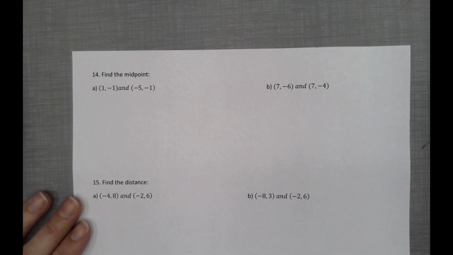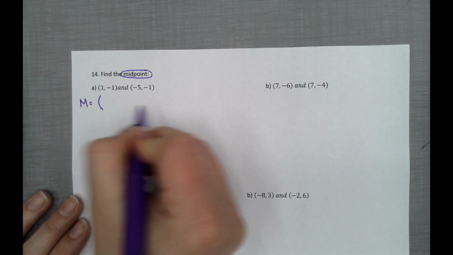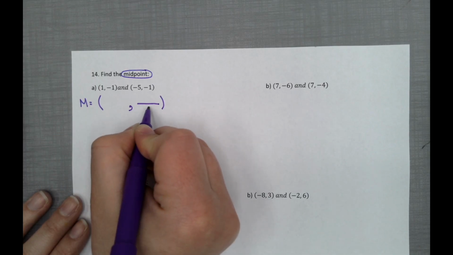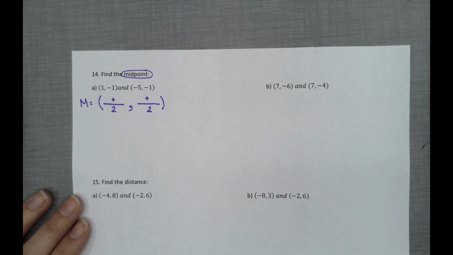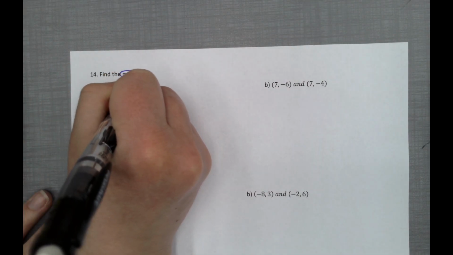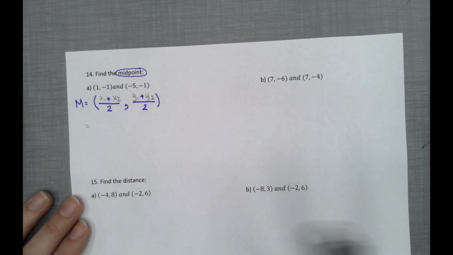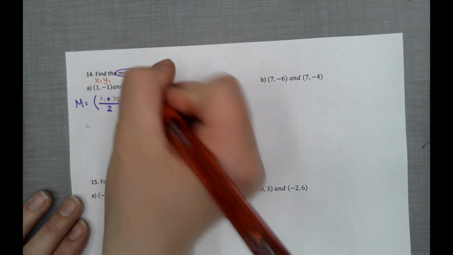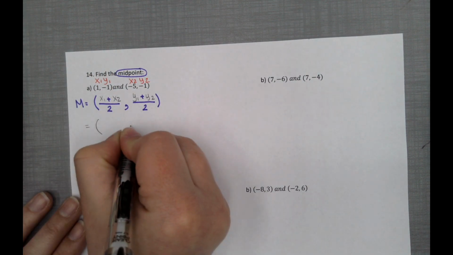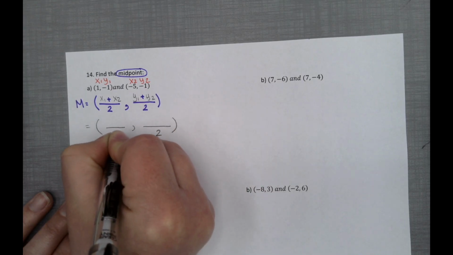Well, looks like we're on our last page, so a couple more. This time they're asking us to find the midpoint. Midpoint formula is big parentheses, comma in the middle. We're going to divide by 2, plus and plus. We're going to add our x's, x1 and x2. We're going to add our y's, y1 and y2. Let's label our points, x1, y1, x2, y2. So this looks like open parentheses with a comma in the middle.